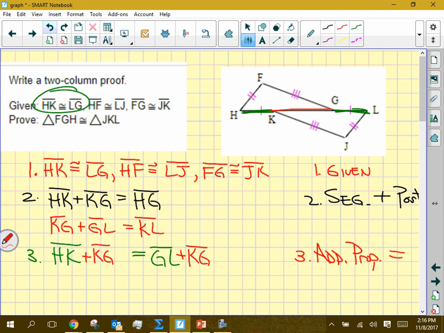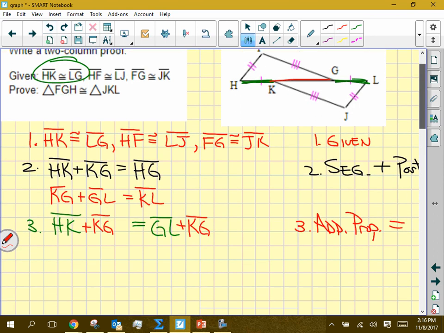Addition property of equality. Okay? Now, what I said is that statement 2 and statement 3 are independent of one another. So they could have been flip-flopped. You could have done the addition property of equality first, and then the other addition property. But now, the reason those two things together are pretty useful is look at this.